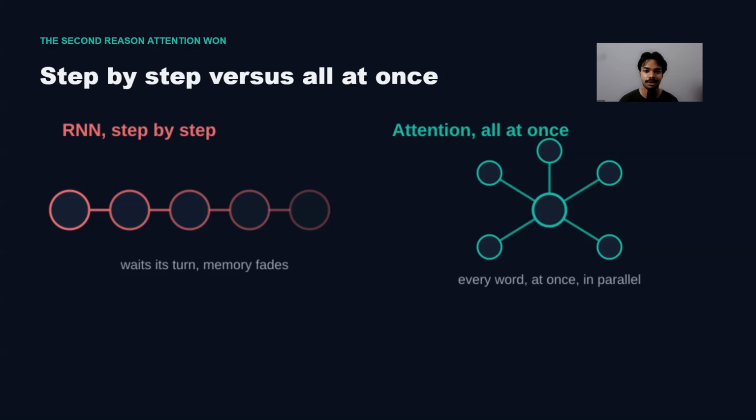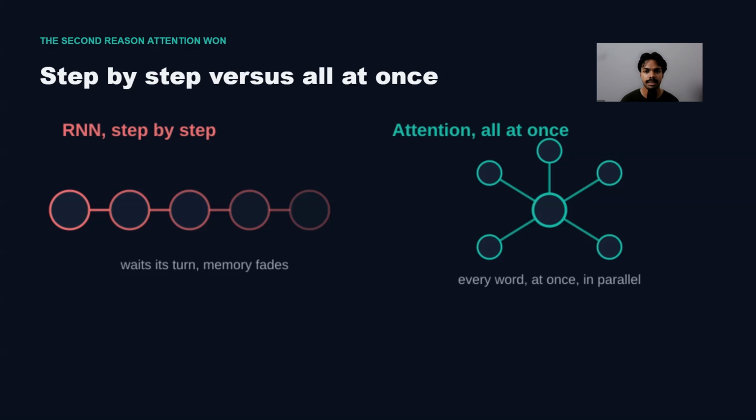Since every word looks at every other word directly, without waiting for a memory to travel through a chain, the entire calculation can happen at once across the whole sentence in parallel. This is a massive speed advantage, and it is a huge part of why attention scaled up to the enormous models that you use today. Not just because the idea is smarter, but because it is also dramatically faster to compute at scale.